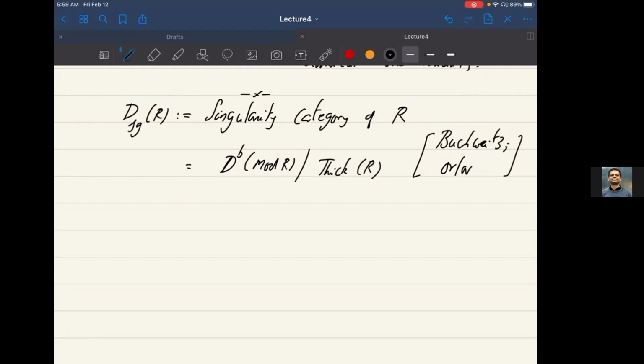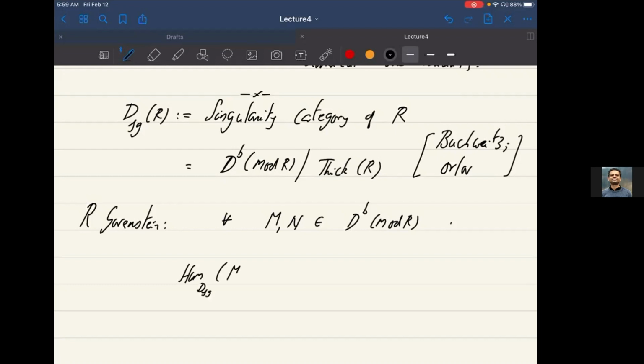So this might be seen as some measure of the failure of R to be non-singular. So anyway, when R is Gorenstein, then for all M and N in D^b(mod R), let me state it in a slightly different way. One has a duality. I'm looking at the maps in the singularity category between M and N, and then you get a similar duality statement. So it says that there is duality on the singularity category. And notice that there'll be an N^-1 here.